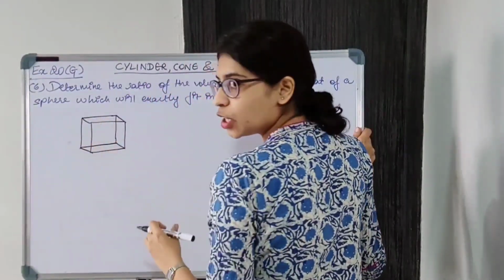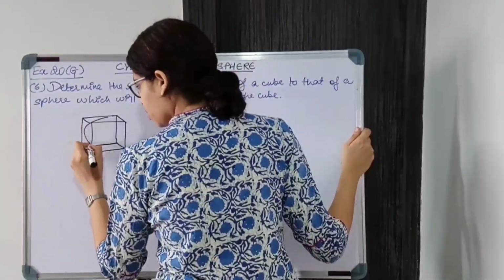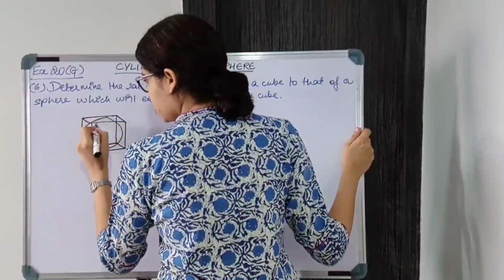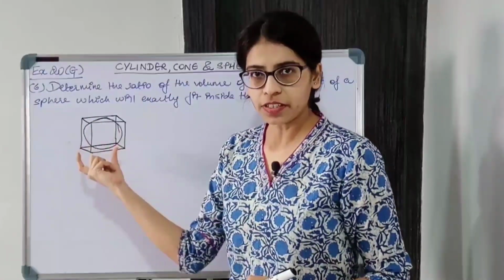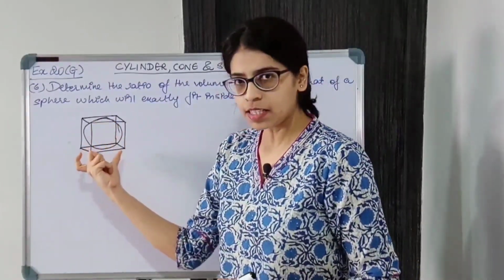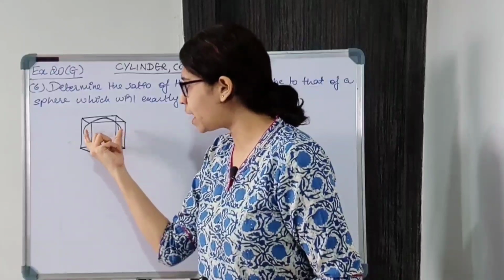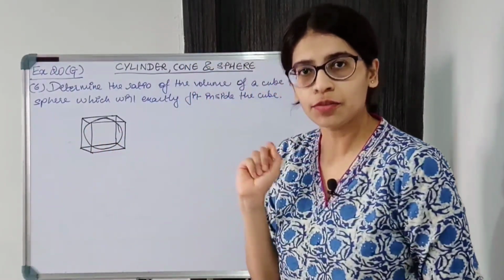Now inside this cube we are trying to fit a sphere. Okay, there is a sphere. Now this sphere is fitting exactly inside the cube, which means its diameter is equal to the length of this side of the cube.